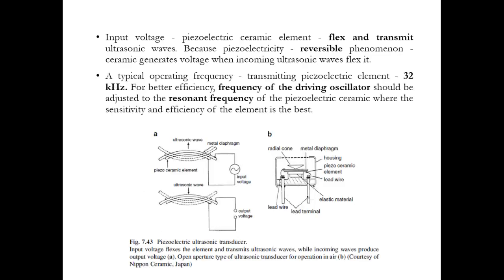Now again, a similar pattern of how they were put up. This is the input voltage for the piezoelectric element to act as the transmitter, and this is the receiver, where the output voltage is taken up. It's more of a piezoelectric ceramic element that is used here. It flexes and transmits the ultrasonic waves, and it can generate voltage when the incoming waves flex the material in this B case. The typical frequency used in the transmitting piezoelectric elements is 32 kilohertz, though we can use any frequency above this also.